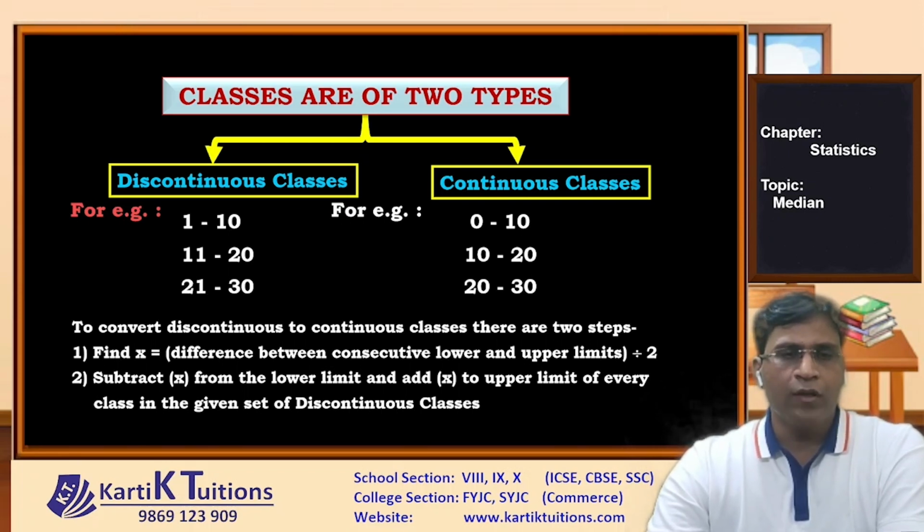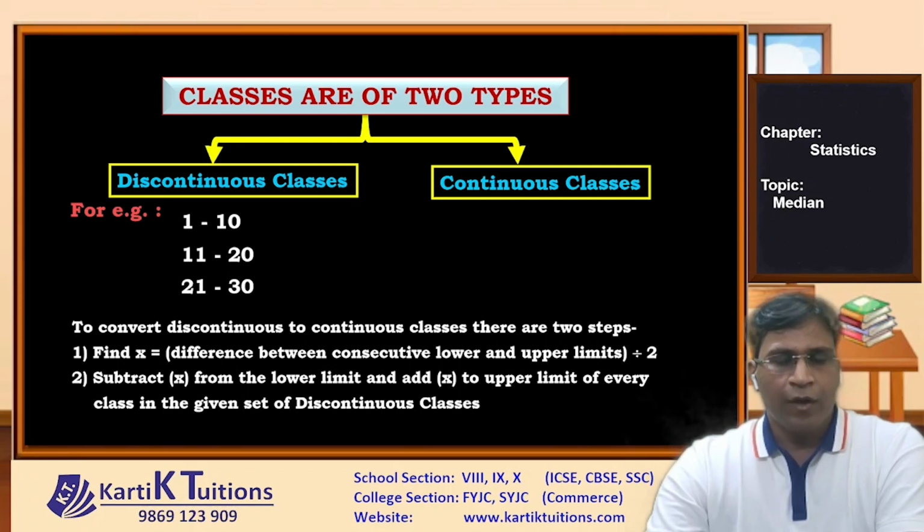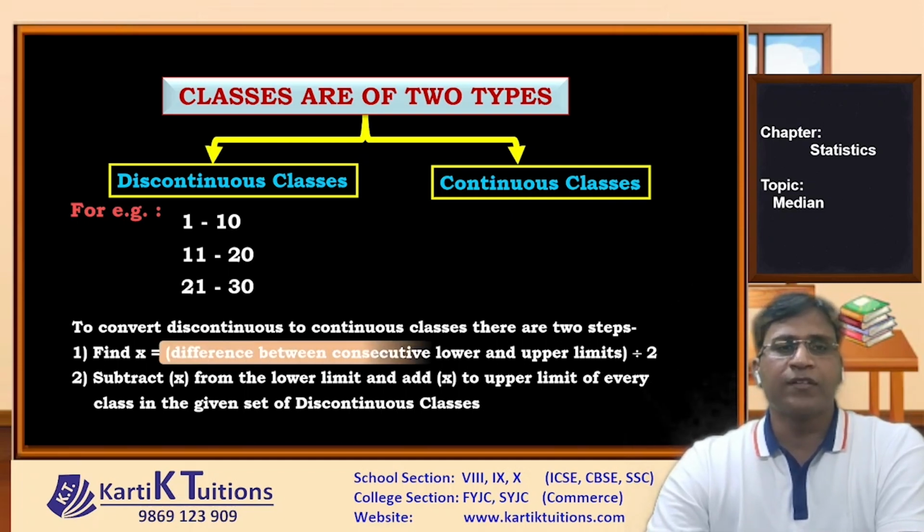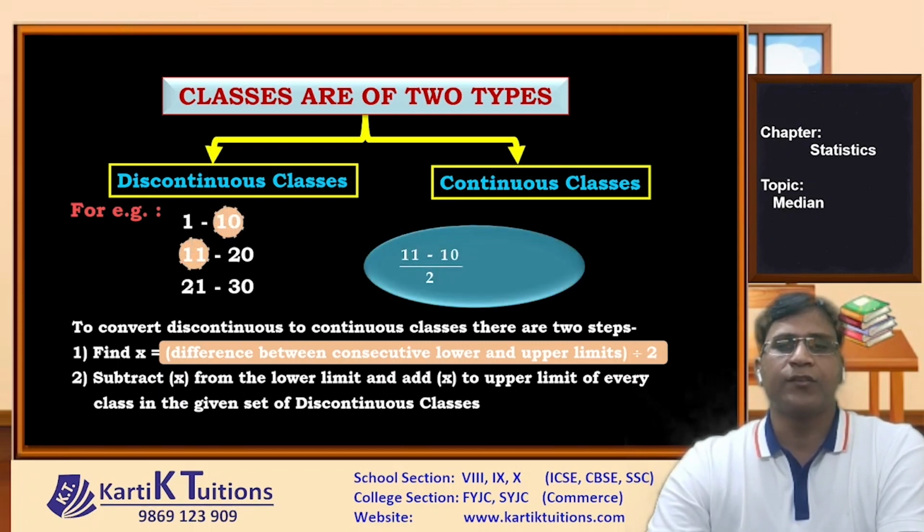Now see, I'm talking about the discontinuous classes example. First, I'll find the value of x. How? The lower limit of the second class is 11 and the upper limit of the first class is 10. So let us subtract 10 from 11. When I subtract it, I get the answer as 1. Then I divide it by 2, so it becomes 1 upon 2. When you simplify this, you get 0.5. Now this is our value of x.